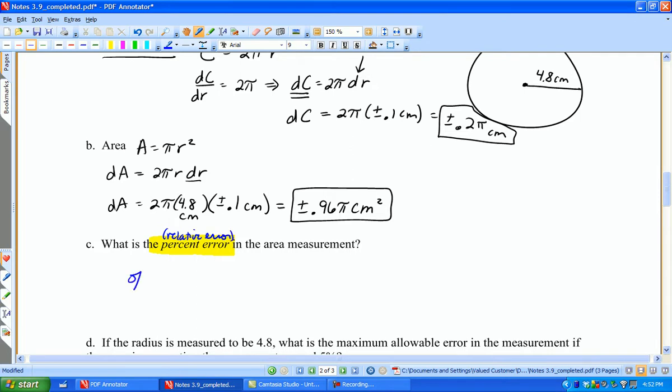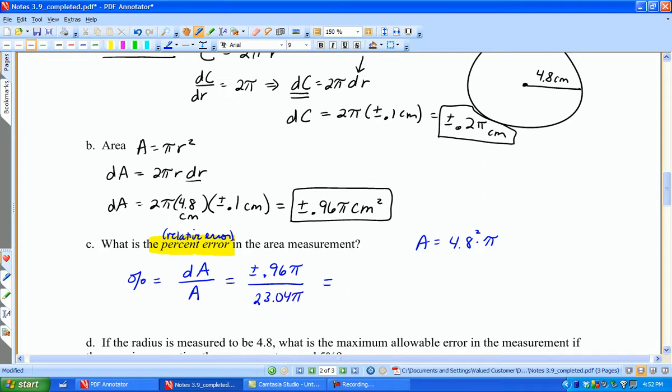To find a percent error, you're going to take the amount of error, which was our dA, divided by the actual area measurement. So our error in area measurement was plus or minus 0.96 pi centimeters squared. The actual area, if the radius actually is 4.8, is pi r squared. So the actual area would be 4.8 squared times pi, which is 23.04 pi centimeters squared.